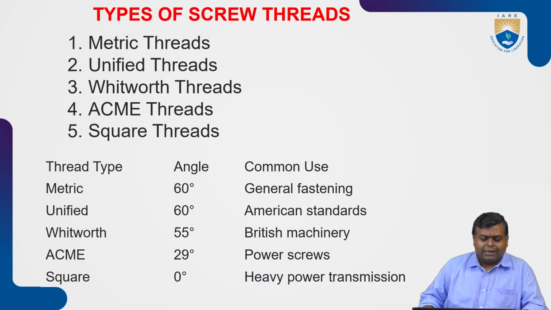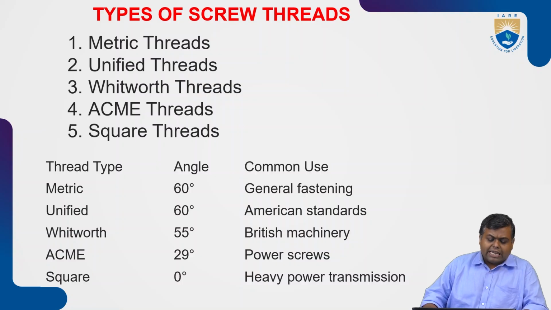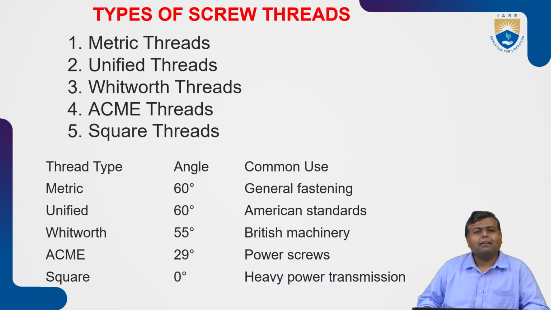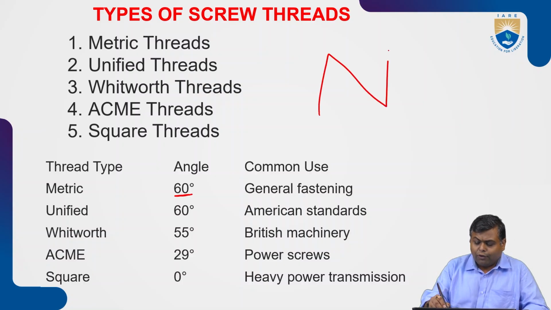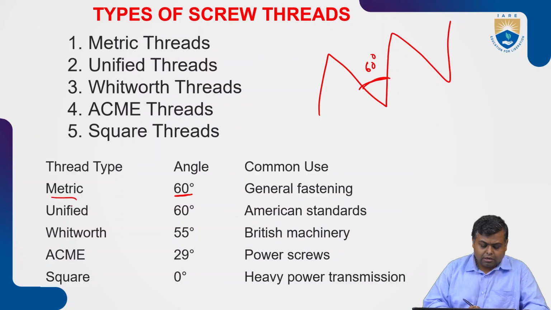First one is metric threads. Second one is unified threads. Third one is Whitworth threads. The fourth one is Acme thread, and fifth one is square threads. So if you see one by one, that is a metric thread, its angle is 60 degrees. So the profile of the screw will be in this format. The angle between flank face to flank face is 60 degrees. So this comes under metric.